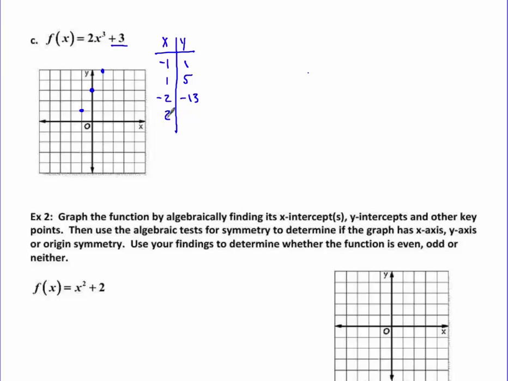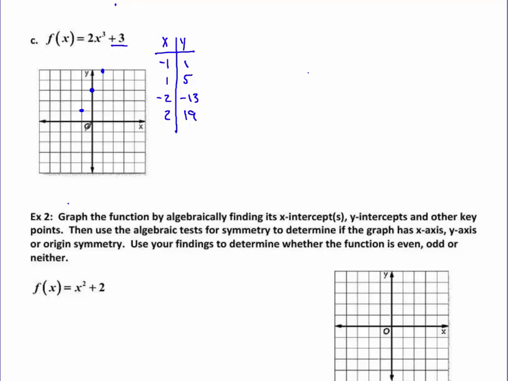And then I'm going to check positive 2. Positive 2 cubed is 8, times 2 is 16. 16 plus 3 is 19. So I have negative 2 and 13. That's going to be way down here somewhere. And I have positive 2 and 19. It's going to be way up here off my computer screen somewhere.